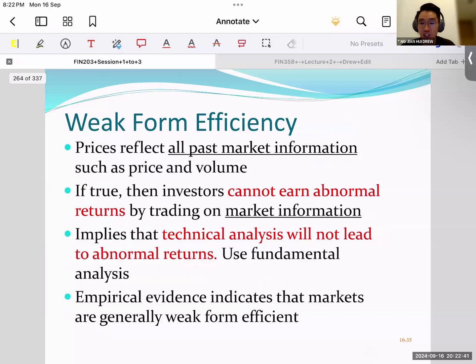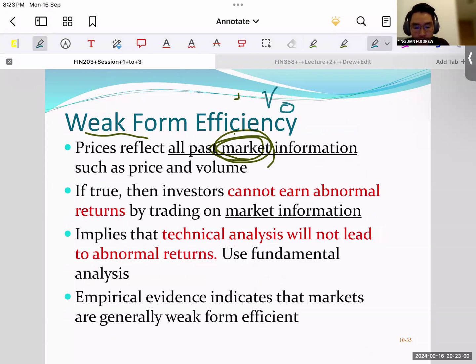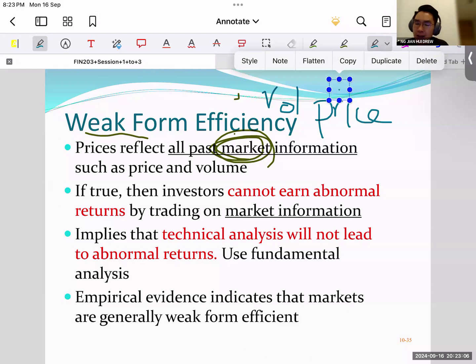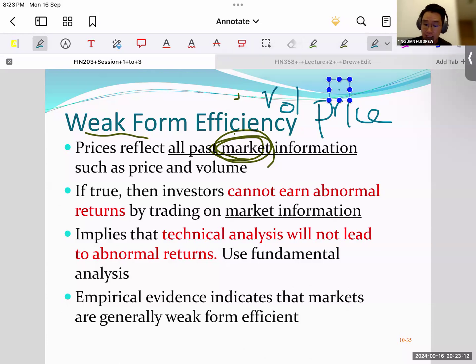Okay, the last form of efficiency. Remember, all these are theories. The last form is weak form. Weak form means that the market only includes market information. So what's market information? Market information is things like volume information and price information of the stock, right? How much volume is being traded, what's the price, is market information. In a weak form, the market only includes this kind of information. And this means that an investor cannot earn abnormal returns if you are trading on market information.